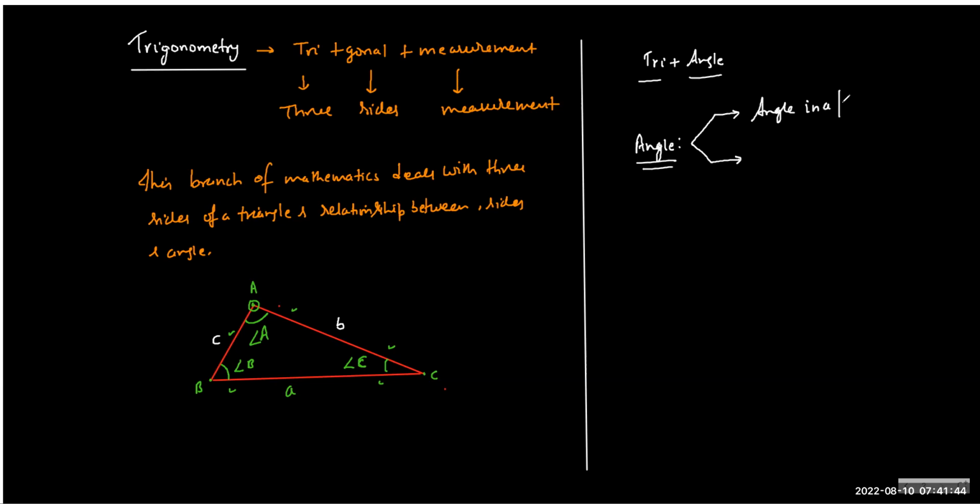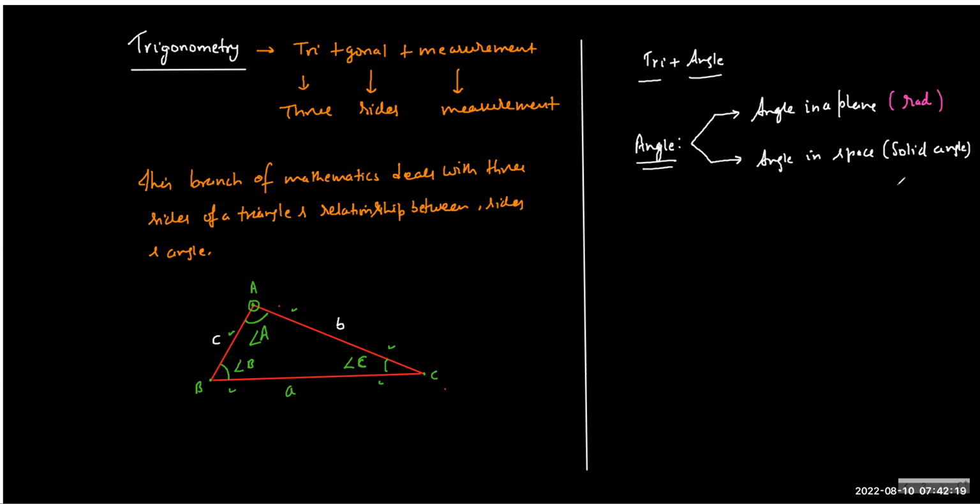Angle in a plane and angle in space. The plane angle we just call angle, but angle in space we call solid angle. The way we measure the angle in a plane is called radian. I can put a different sign. So the unit of angle in a plane is radian.